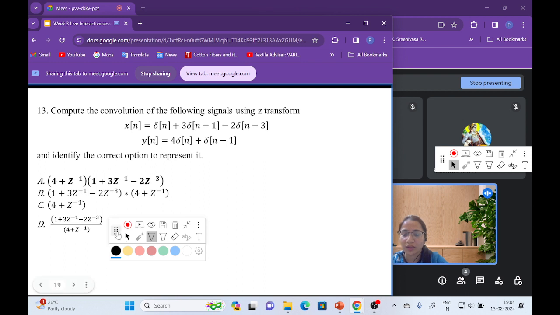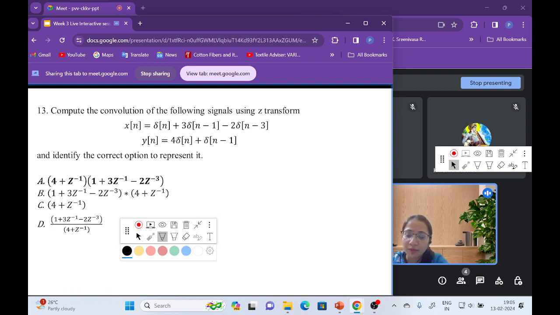Okay. So the next question. Compute the convolution of the following signals using Z transform. The signals are given: x of n is equal to delta of n plus 3 delta of n minus 1 minus 2 delta of n minus 3, and y of n is 4 delta of n plus delta of n minus 1. Identify the correct option to represent it.